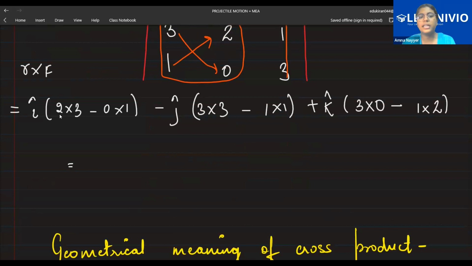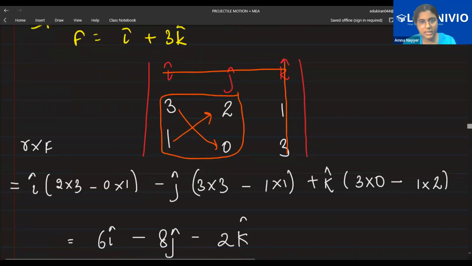See, 3 into 2 is 6, 6 minus 0 is 6, so 6 I cap. This is 9, 9 minus 1 is 8, so minus 8 J cap. All right. This is 0, 0 minus 2, so minus 2 K cap. This is how we have to write it. Copy this down, class.